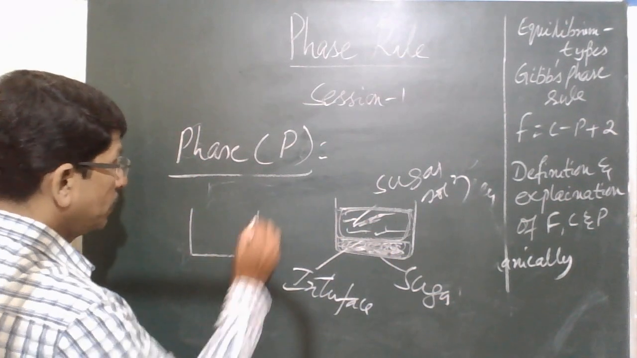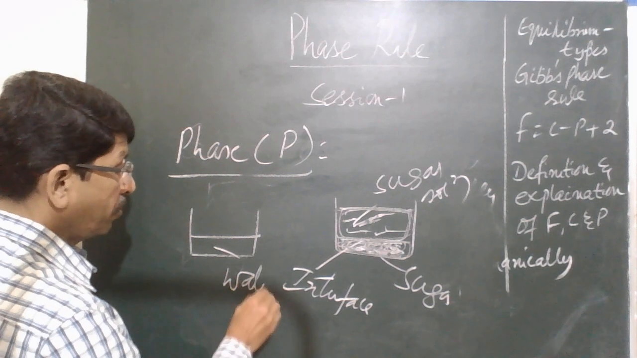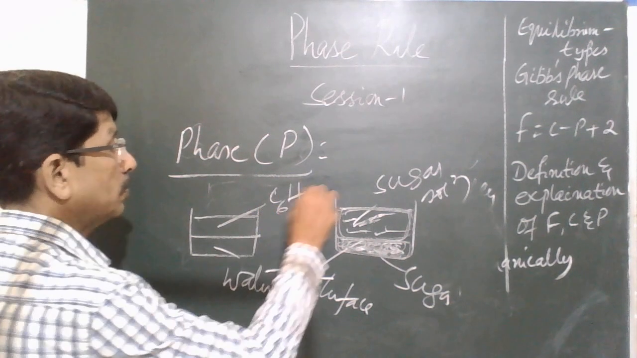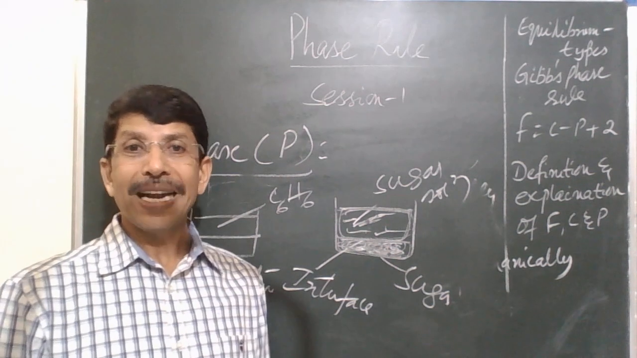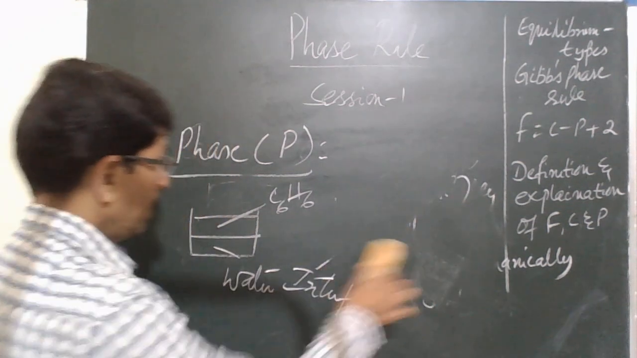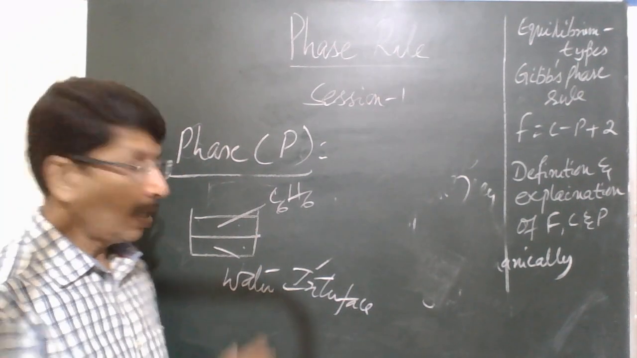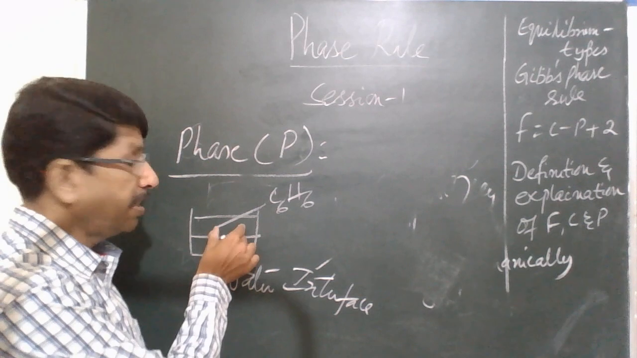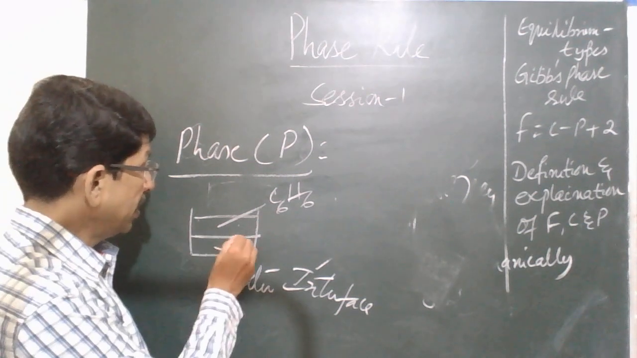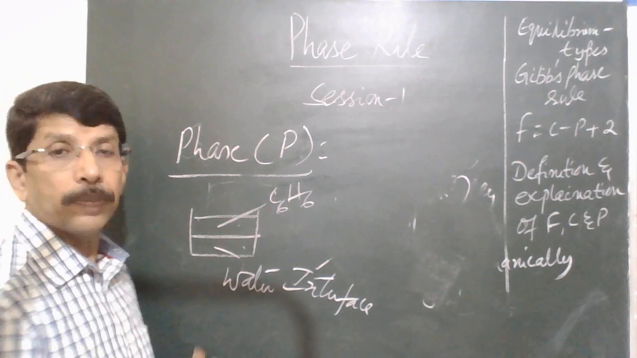And if you take a mixture, a solution of two immiscible liquids like water and benzene. Water and benzene are immiscible, right? So you have a water layer here, you have a benzene layer, and there are two phases. This is the water phase and this is the benzene phase. Both are liquid phases, right? And this is the boundary of separation between benzene and water.